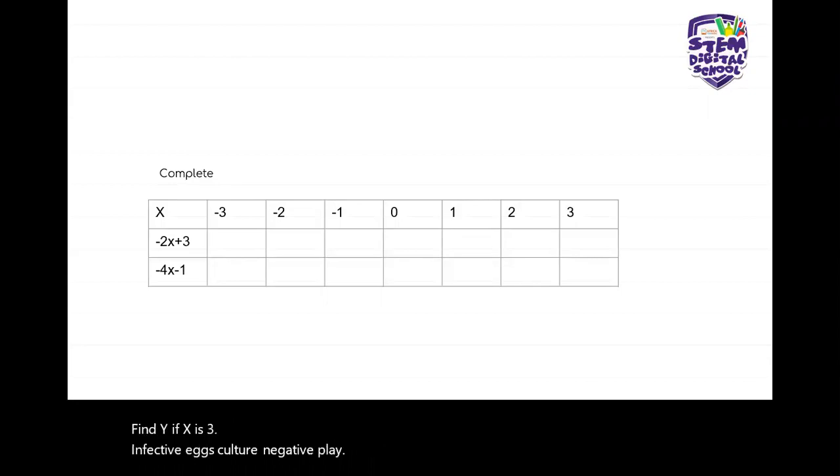If x is equal to -3, then y will be equal to -2 into -3 and then plus 3. So basically, this is what you'll have. If x is equal to -3, then y is equal to -2 open bracket -3 and then close bracket plus 3.